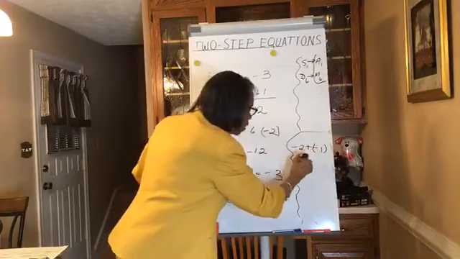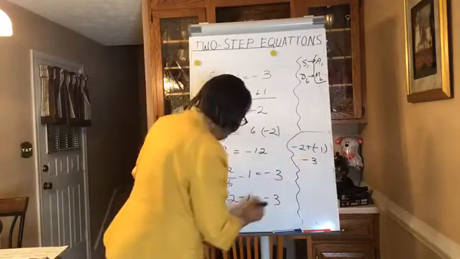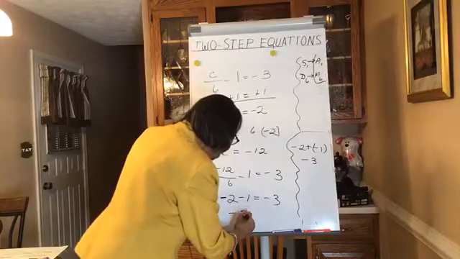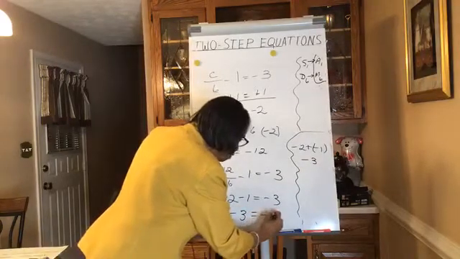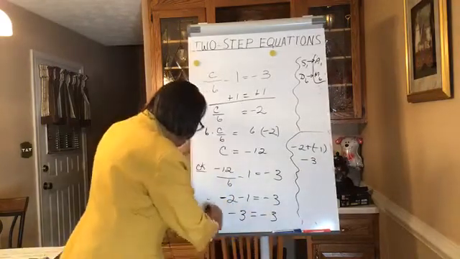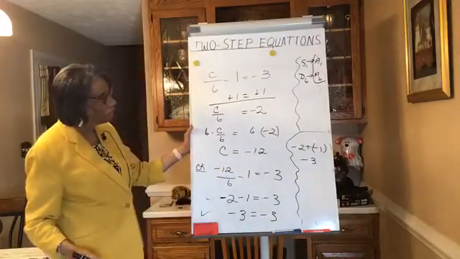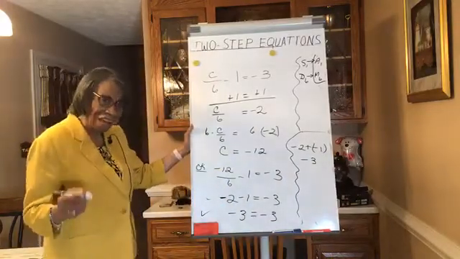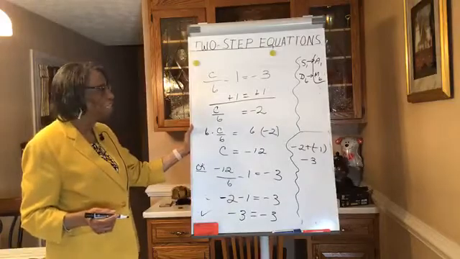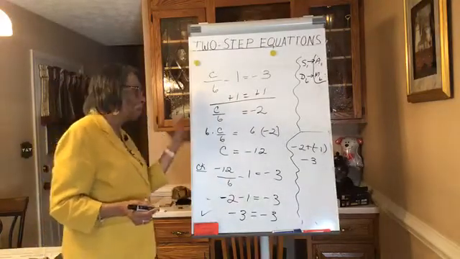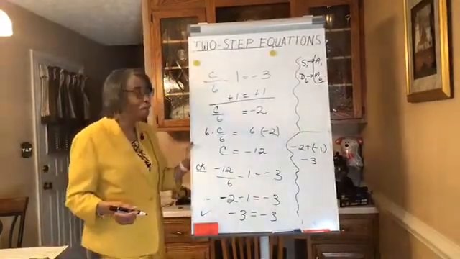-2 plus -1 is -3. So -3 equals -3. So the equation checks. All right, I hope you got it. If you got it, say got it. That encourages me to know that you are following and you are doing it well.